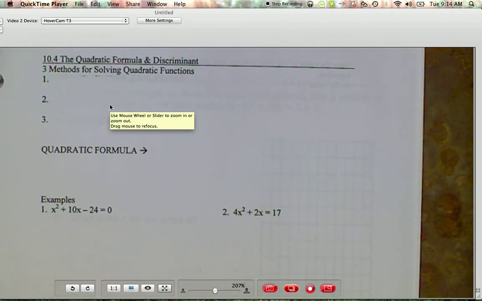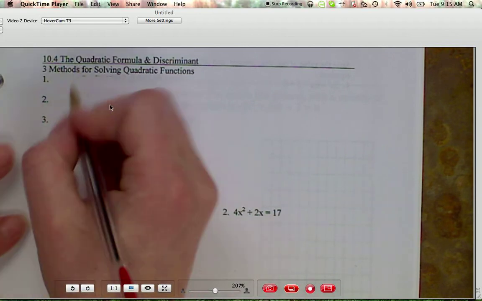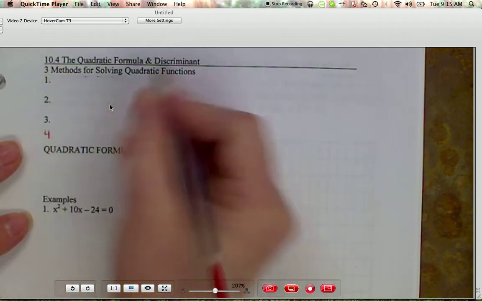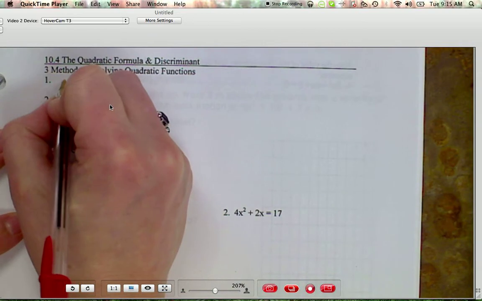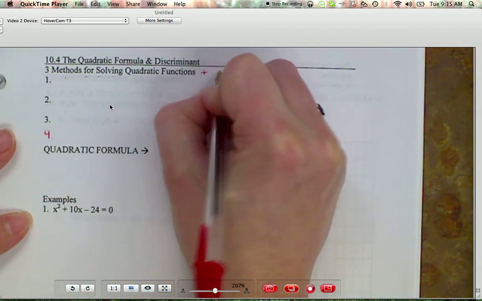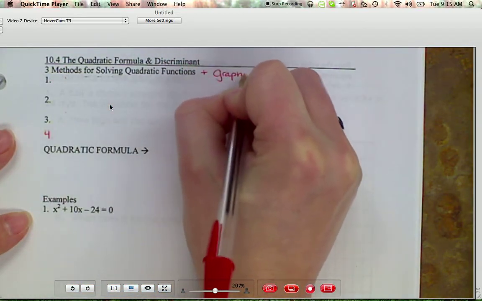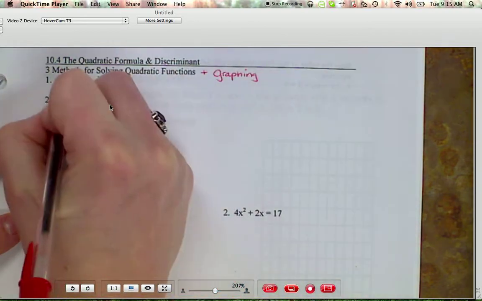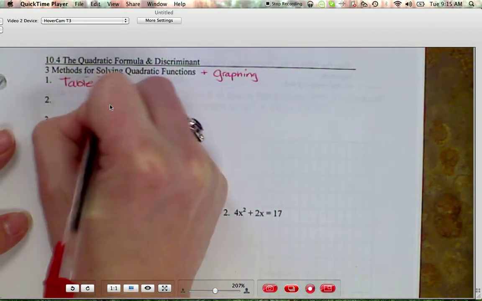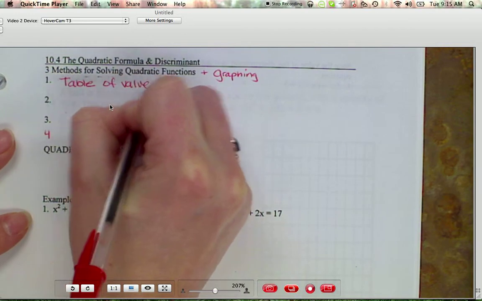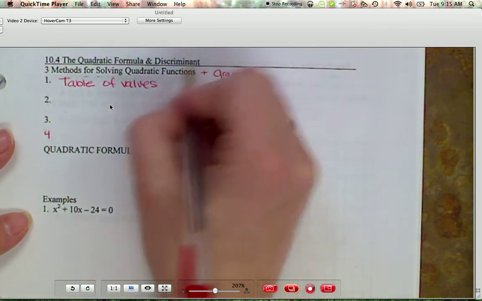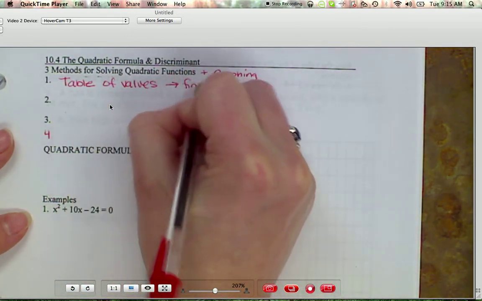Okay, before we start the quadratic formula and the discriminant, let's talk about all the methods that we've learned for solving quadratic functions. There are actually 4 instead of 3. The first method we learned was graphing. We learned how to make a table of values. And remember that when you're making a table of values, you have to find the vertex first.